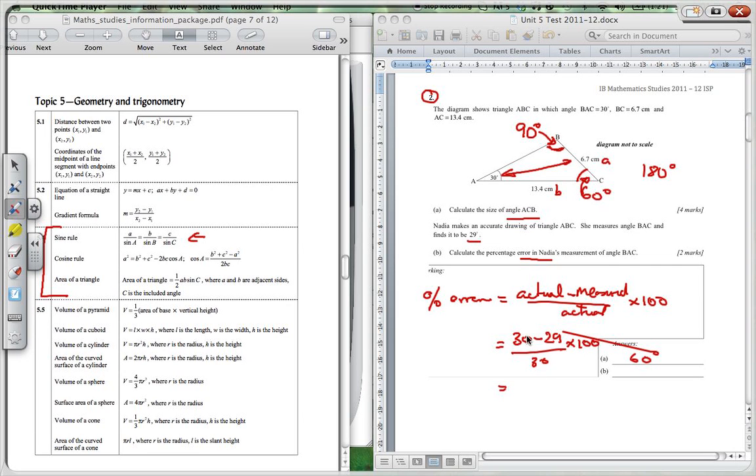So it's going to be 30 minus 29 divided by 30 times 100. So it's actually going to be 1 divided by 30, times by 100, and so you get about 3.3% would be your error.